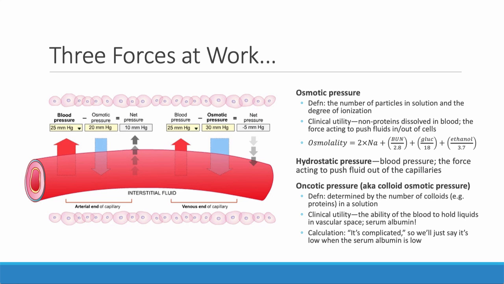So how do we calculate the oncotic pressure? I don't know. It's magic. Somebody does it. But let's just think about the serum albumin. When we talk about the oncotic pressure, we're just going to look at the serum albumin, and that will help us figure out if they are at normal oncotic pressure or low.